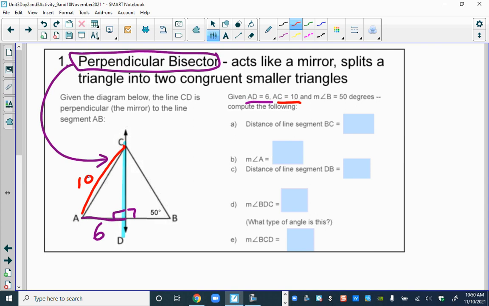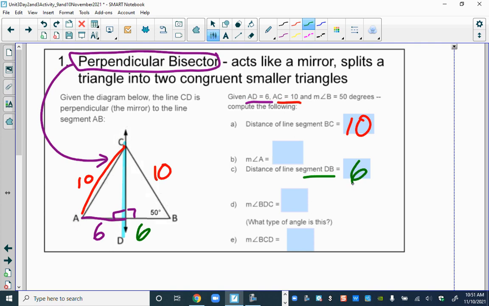Think of your bisector as a mirror. What other side's 10? It's going to be directly across from the 10. Jason, you said it. What particular line? CB. Okay, so AC is 10, so CB, BC will also be 10. Then DB will be 6 as well. DB will also be 6. Good. All right, so far so good.